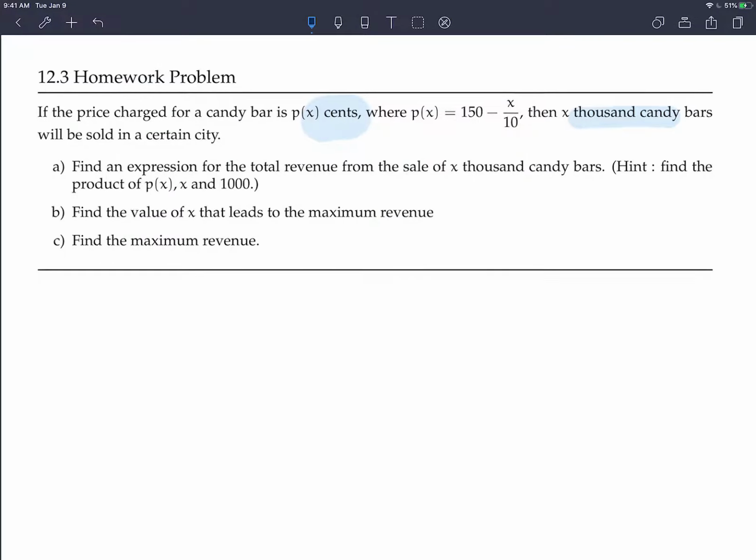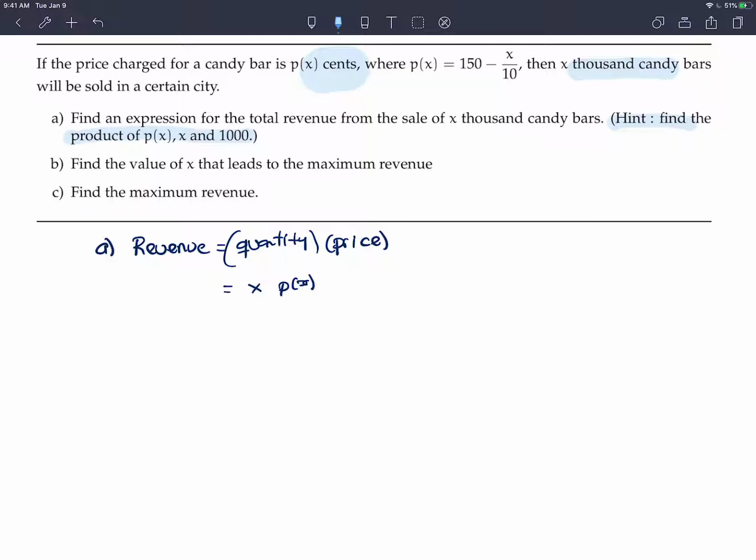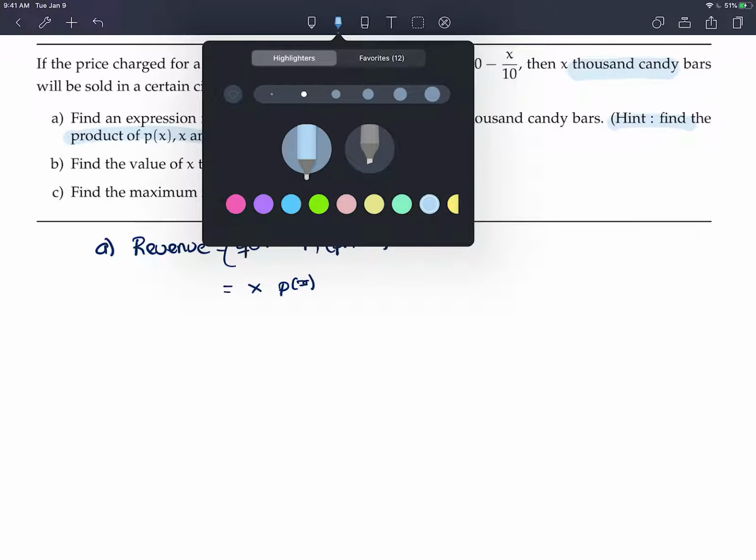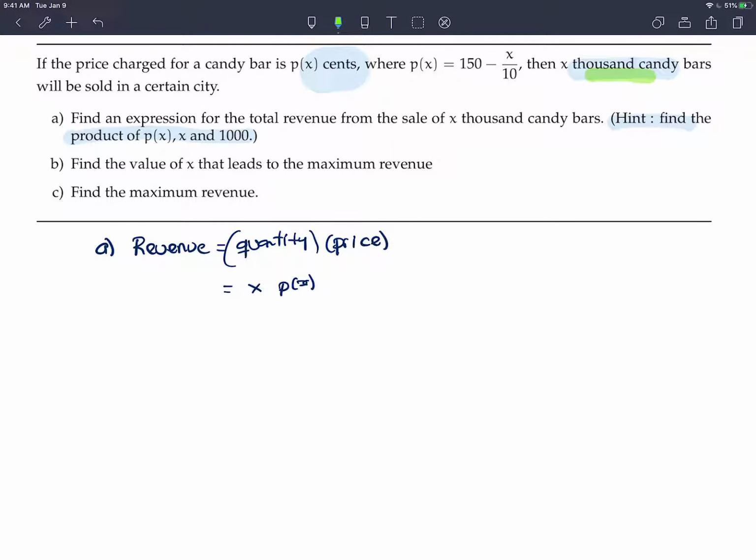Now we have a hint that helps us know what's going on. The hint says to find the product of p of x, x and 1,000. Why 1,000? Because we're in thousands of candy bars, so I need to multiply by 1,000. So it's not just x times p of x, it's x times p of x times 1,000. The revenue as a function of x is x times p of x, which is 150 minus x over 10, and then I have 1,000 over here.